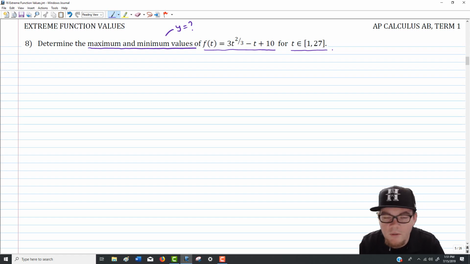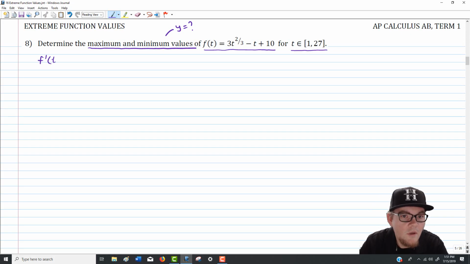In order to get here, of course, an important first place to look is going to be to determine the critical values, critical numbers. So we want f prime of t in this case. We're going to take the derivative of these pieces. Well, the first one is going to be 3 times 2/3 t to the negative 1/3, minus 1, plus 0.